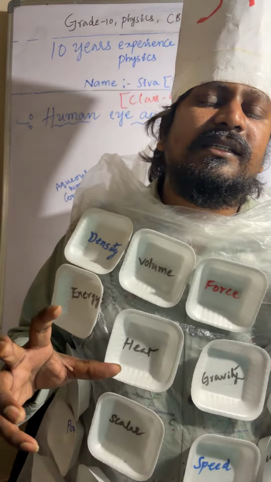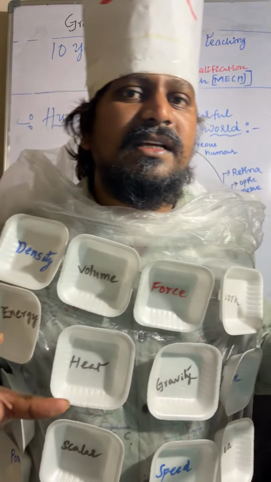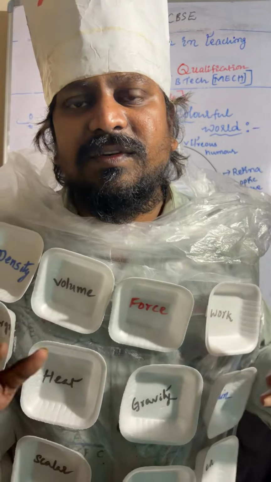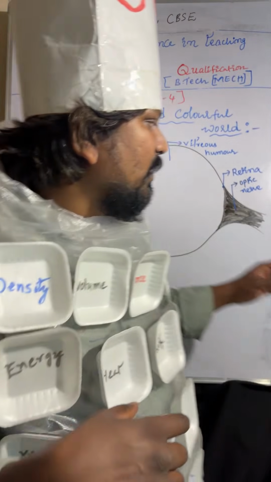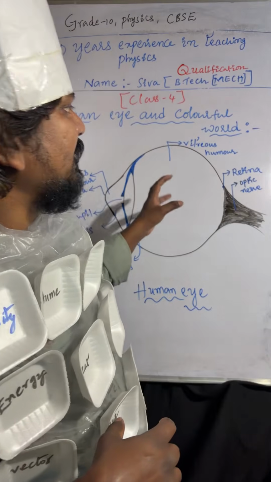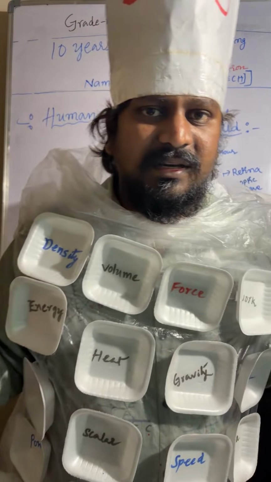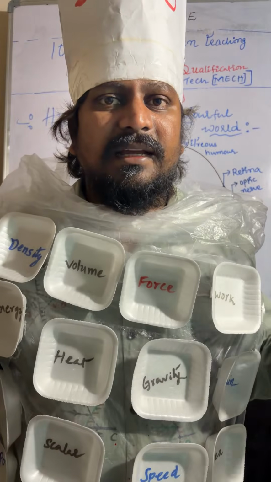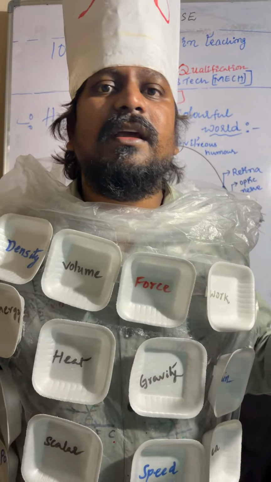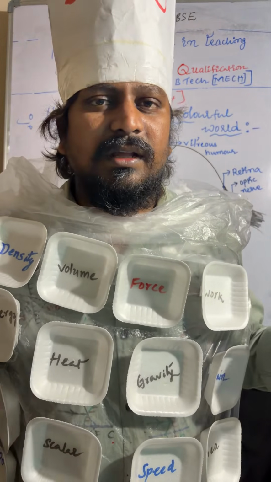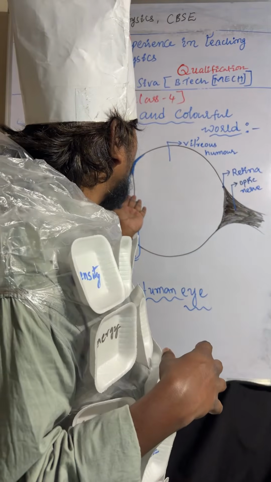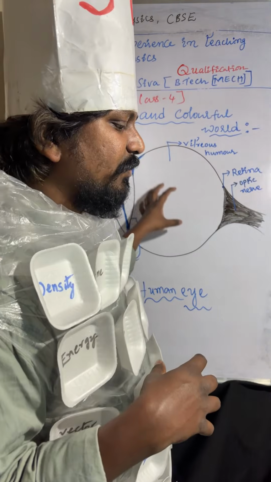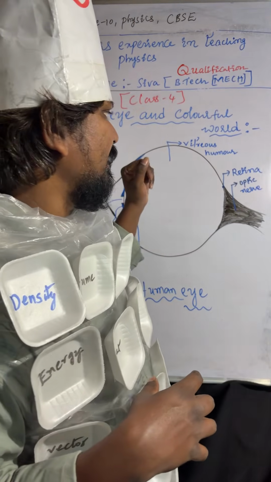Coming to the eye lens, it is a converging lens. Whenever light rays fall on it, it converges the light rays and makes them fall at the retina. And coming to the vitreous humor, it is a jelly-type liquid, like a water fluid, present between the eye lens and retina. This entire portion is filled with vitreous humor.